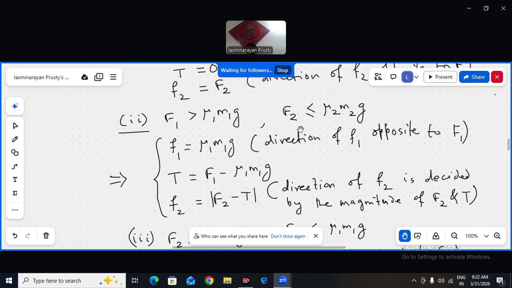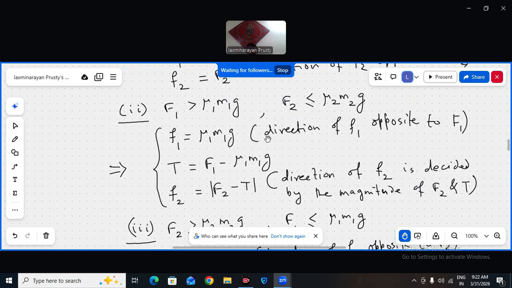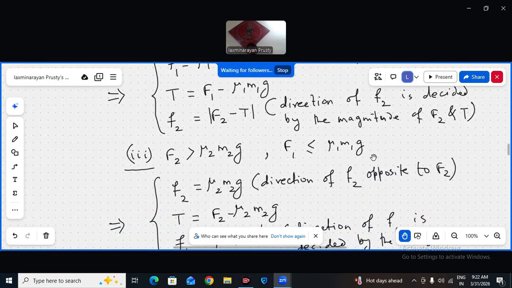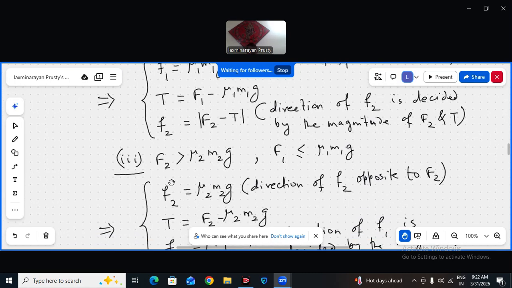Then the same case, F2 greater than mu2 m2g but F1 less than or equal to mu1 m1g. So whatever I discussed, same thing I am doing starting from block 2.